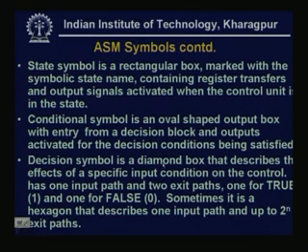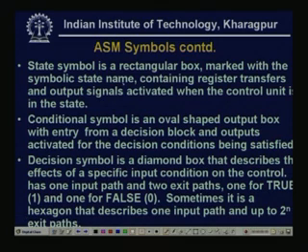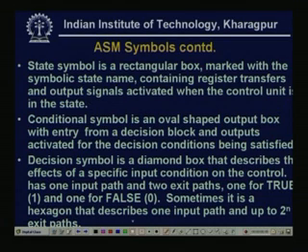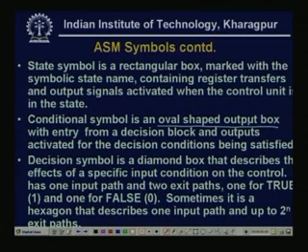Now, the state symbol is a rectangular box marked with the symbolic state name, containing register transfers and output signals activated when the control unit is in the state. Normally it has some name and some binary coded value is given to the box. Second is the conditional symbol. Normally, this is an oval shaped output box with entry from a decision block and outputs activated from the decision conditions being satisfied. So, if the condition is satisfied, then this decision should be taken. This conditional symbol is an oval shaped output box.